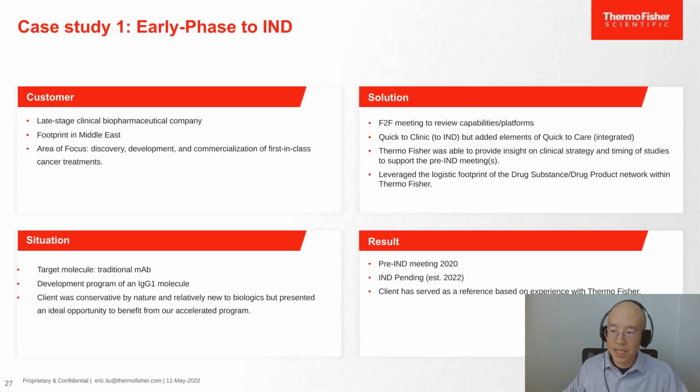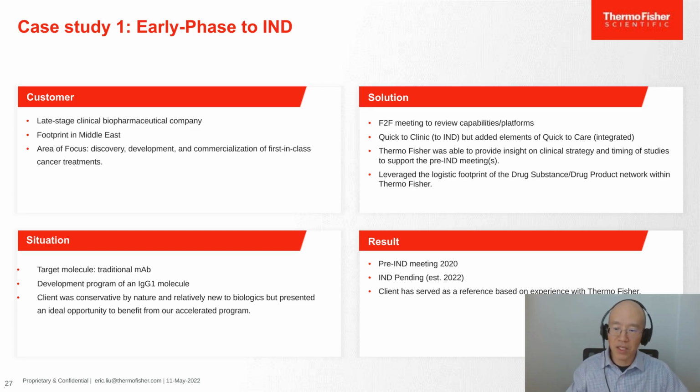In this case, the client is a late-stage clinical biopharma with an operational footprint in the Middle East. The area of focus centers on the discovery, development, and commercialization of first-in-class cancer treatments. Their candidate molecule was a traditional IgG1 mAb, which made it a perfect fit for our offering. However, this client was pretty conservative and also relatively new to biologics at the time. Our team responded quickly and presented them the benefits of leveraging our solution to get them to clinic fast.